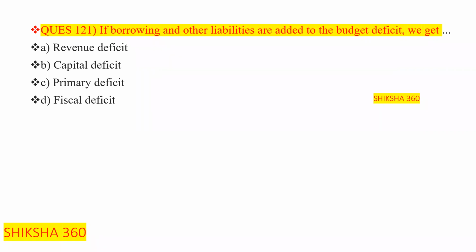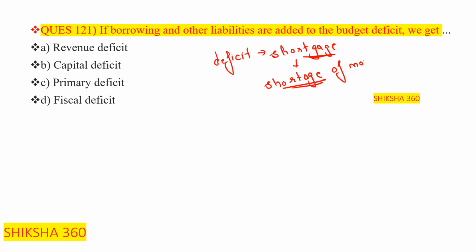First of all, I will tell you the meaning of deficit. Deficit means shortage, or we can say shortage of money for the expenditure.